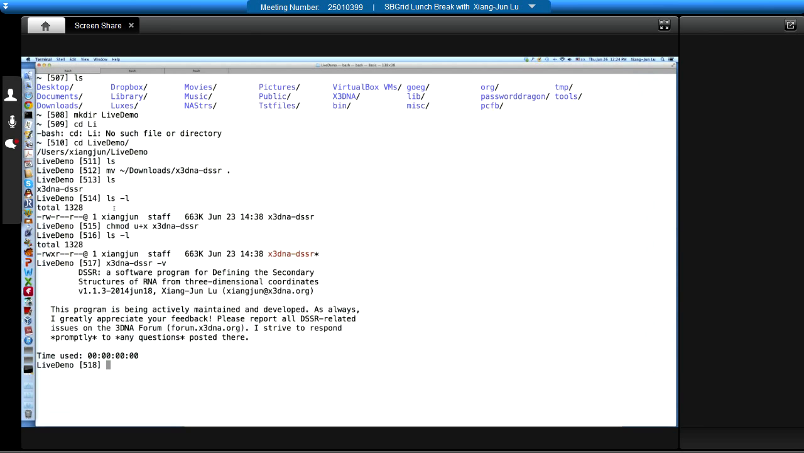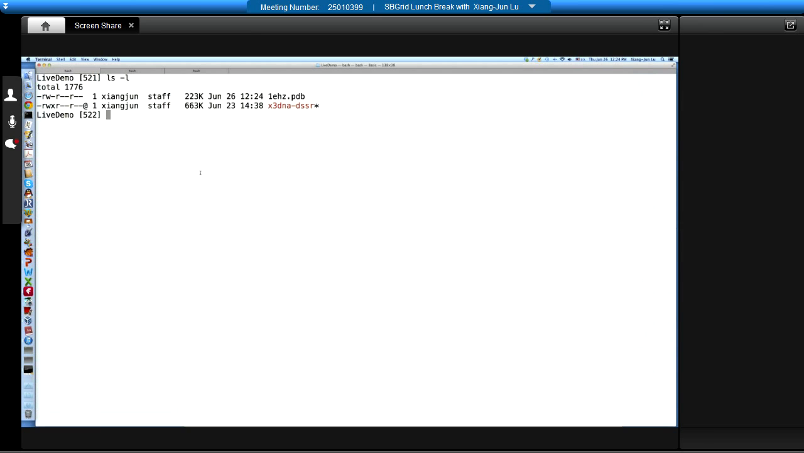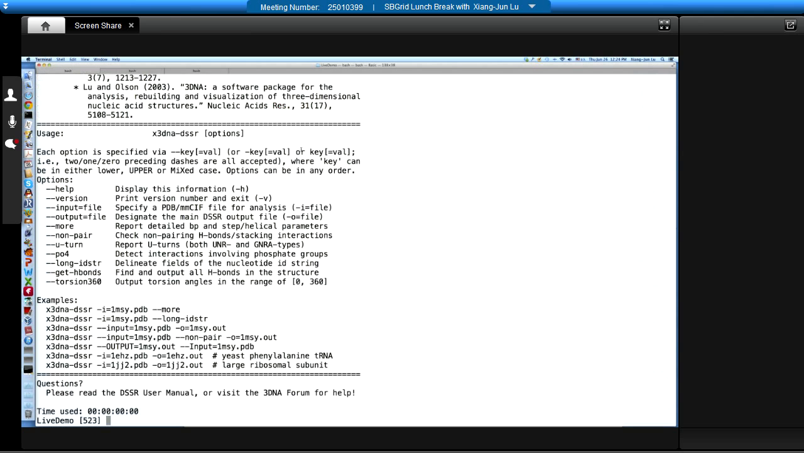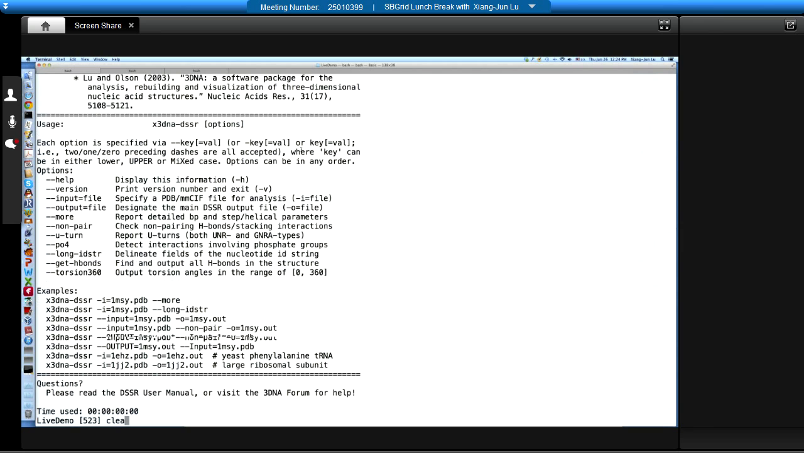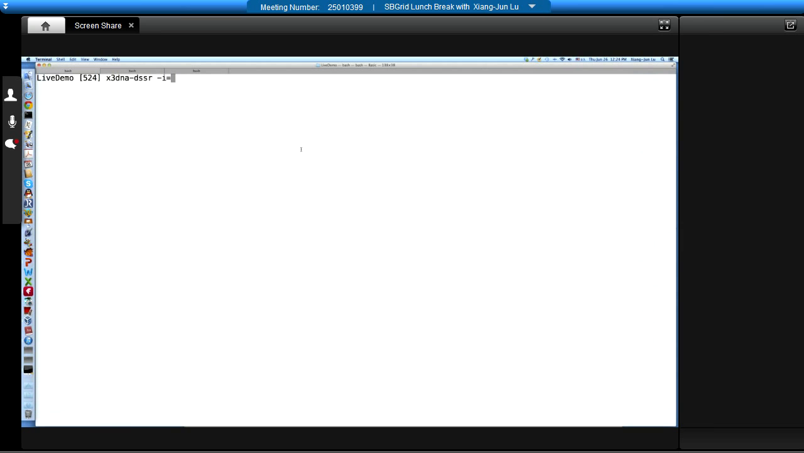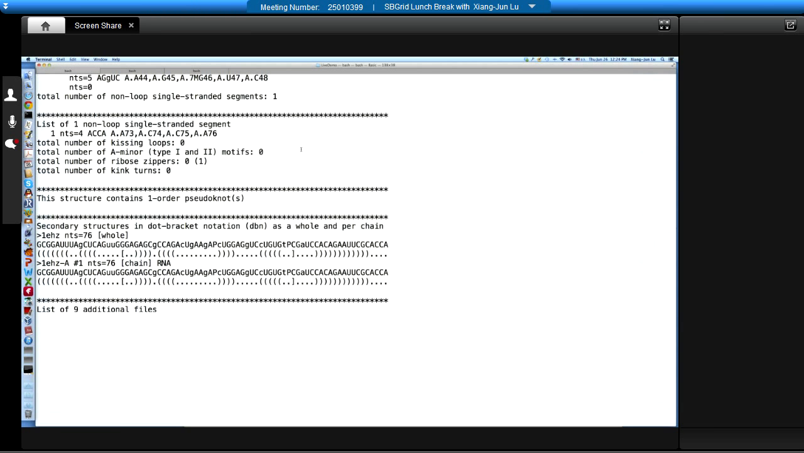Since we have DSSR up and running, we can start with a very simple example. I will copy one, 1EHG, a tRNA, into the current folder. So this is what I have in the current folder: one is DSSR itself, another is the tRNA. Then you can run DSSR against this. You can run with the --help option to give a list of how to run the program. It's actually very straightforward. You start with -i, which means input. You can use one hyphen or two hyphens, or no hyphen at all, then give it the file name, and that is how to run it.